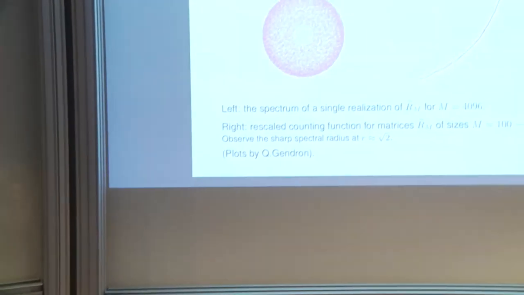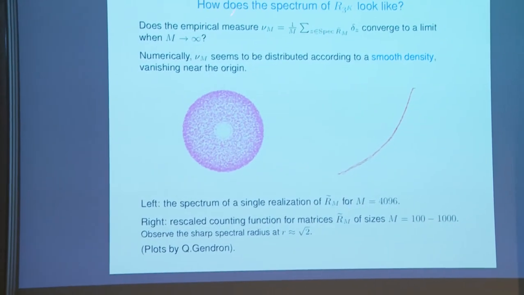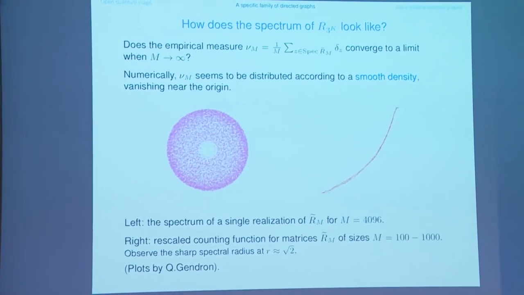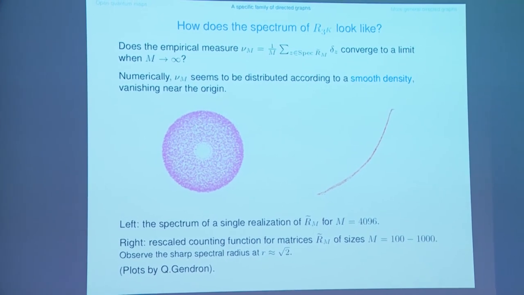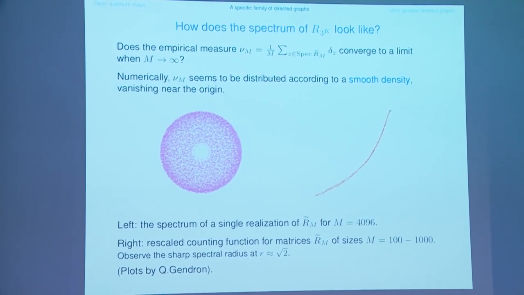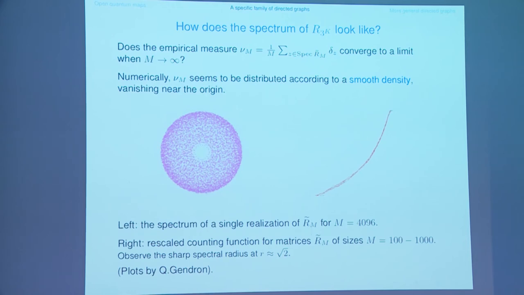We would like to know more about the density of eigenvalues. Again, the plots are very bad, I'm sorry, I don't know what happens. We would be interested to have some information about this empirical measure. The empirical measure is just the sum of delta functions on the eigenvalues of this random matrix. The question is, does this empirical measure converge to something when M is large, with high probability? This is the type of question people ask in random matrix theory.